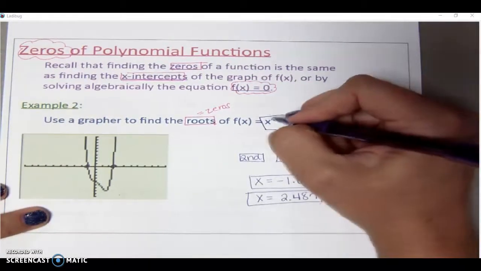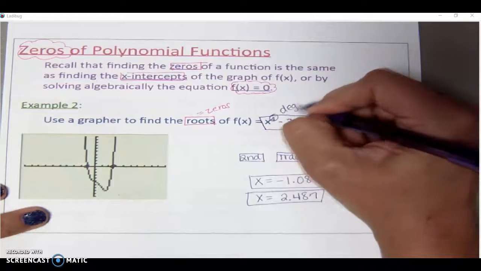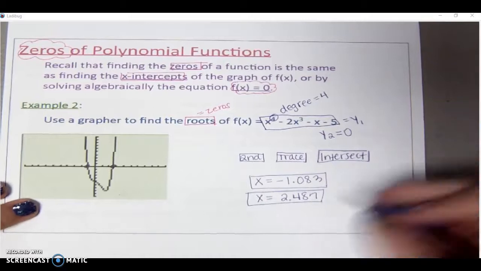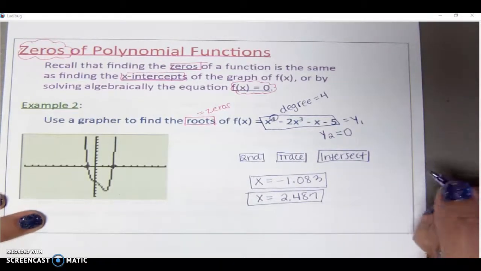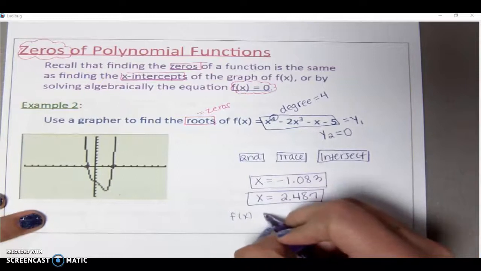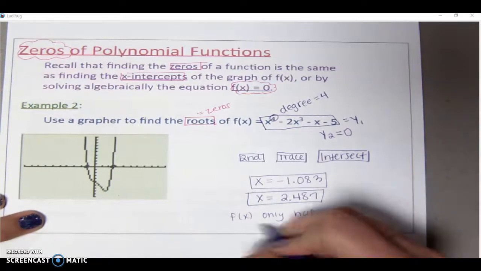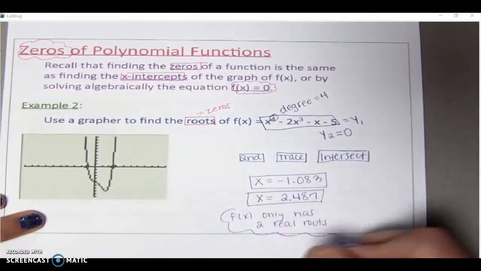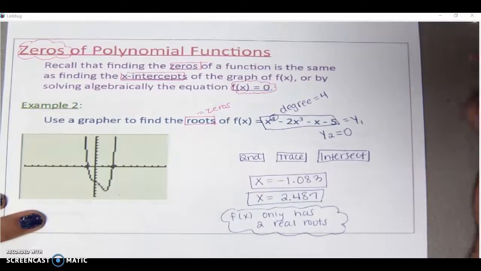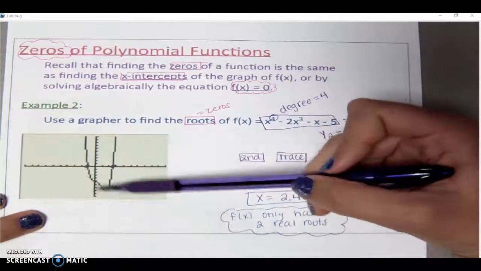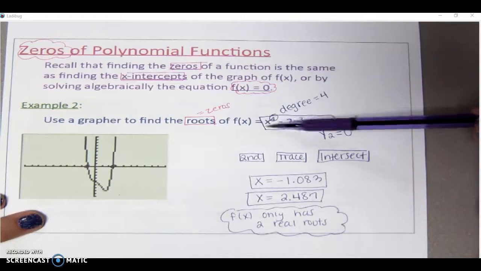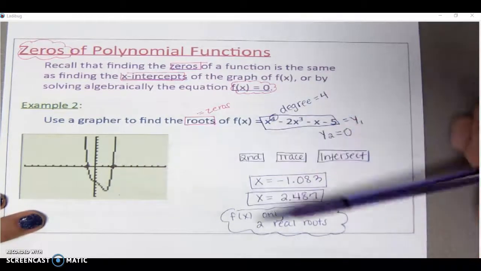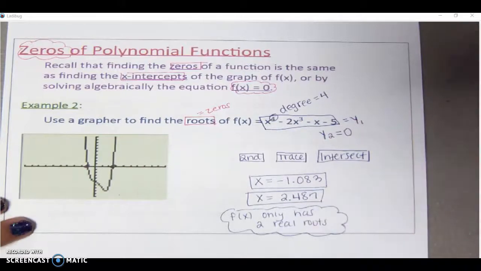Something I want to point out: we had a degree of 4 here. By the theorem we looked at a second ago, we could have at most 4 zeros, but we only have 2. The reason is that this f of x only has 2 real zeros, or 2 real roots. The other 2 roots, because it technically has 4, would be imaginary ones, and they're not going to show up on the graph. So once again, this is x to the 4th, but it only crosses twice because it only has 2 real roots. The other ones would be imaginary.